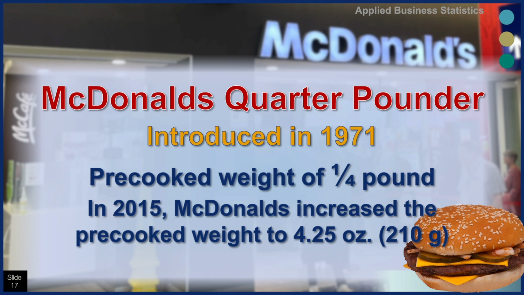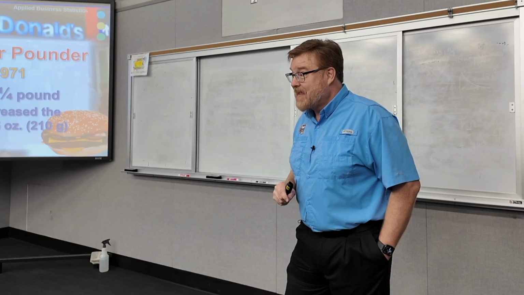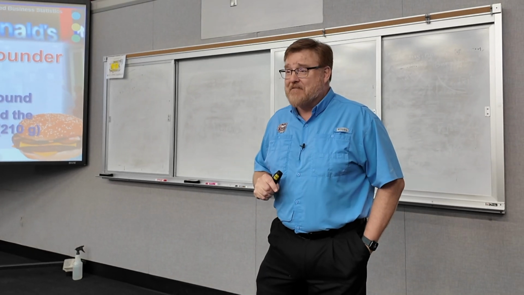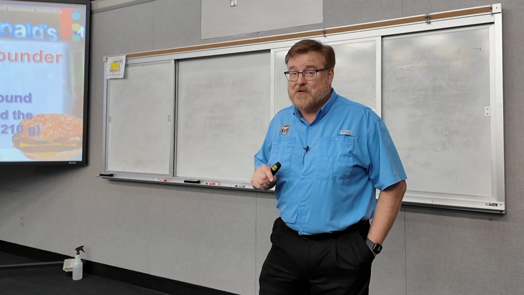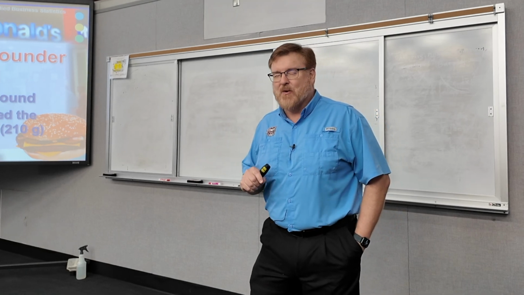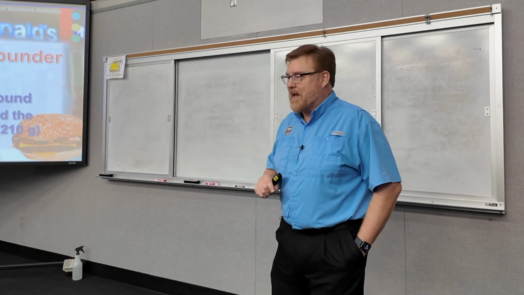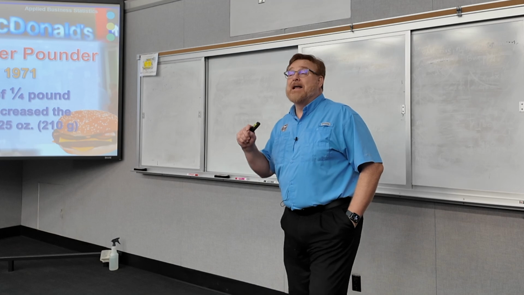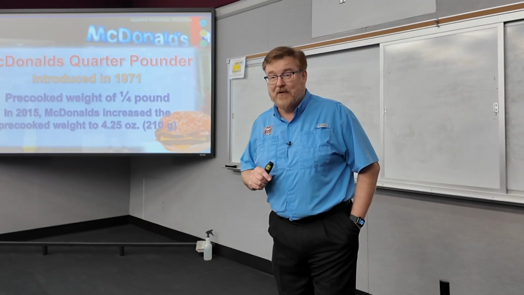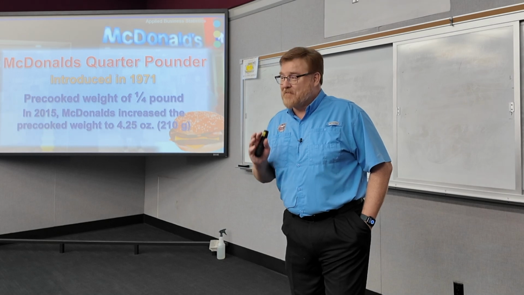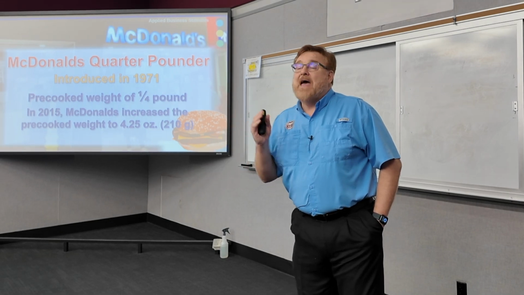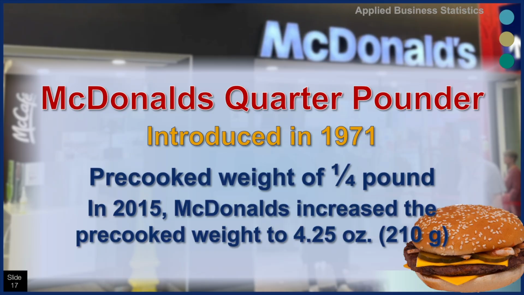The quarter pounder was introduced in 1971. And I remember, because I was alive back then, not too long after it was first introduced, people kept saying, you know what, it's not really a quarter pounder. The pre-cooked weight was 1/4 pound, but after it had been cooked, it always weighed less than 1/4 pound. And McDonald's finally adjusted that. They increased the size of the quarter pounder pre-cooked weight to 4.25 ounces or 210 grams, so that after cooking it came in right at that quarter pound average.